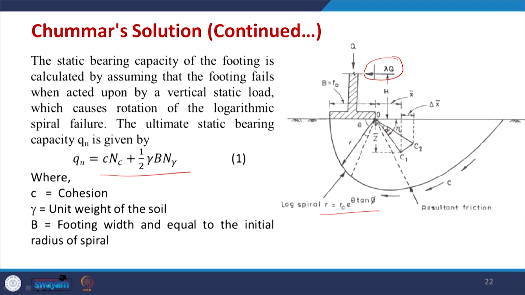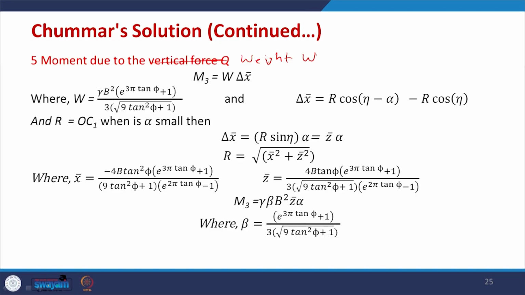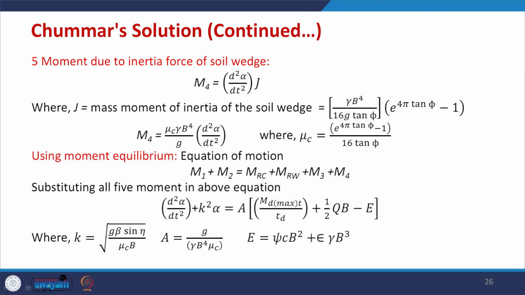So, our ultimate objective is to get the value of alpha, which is our unknown, the rotation of the center of this footing, center of rotation O. Naturally, as a designer we will be interested in the maximum value of alpha, that is alpha max. So, here you have the second derivative of alpha with time, and M4 is given from this relation where mu c is here. Ultimately the moment equilibrium equation is framed, where M1 plus M2 equal to MRc plus MRw plus M3 plus M4.